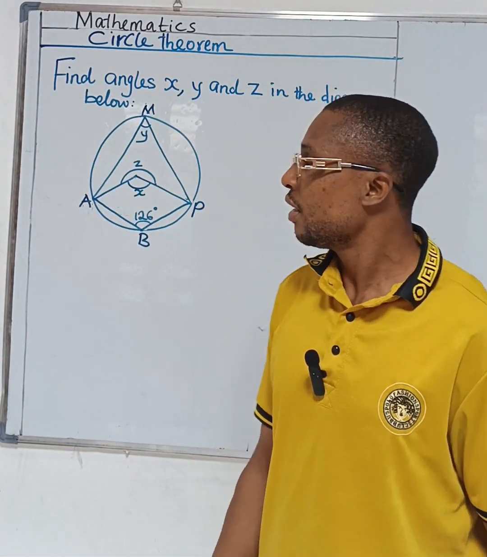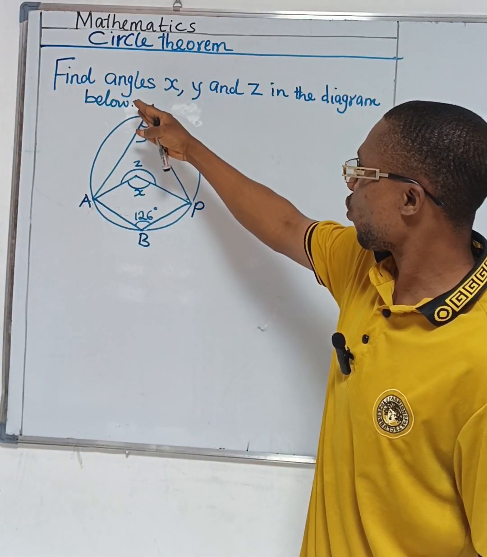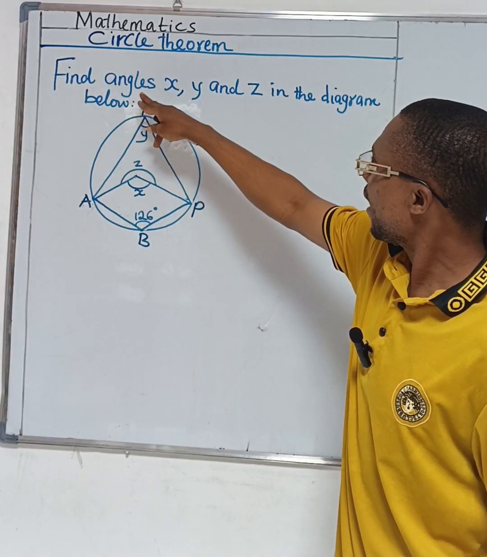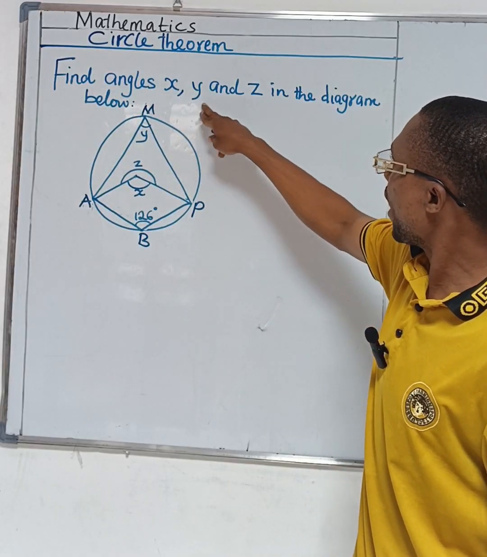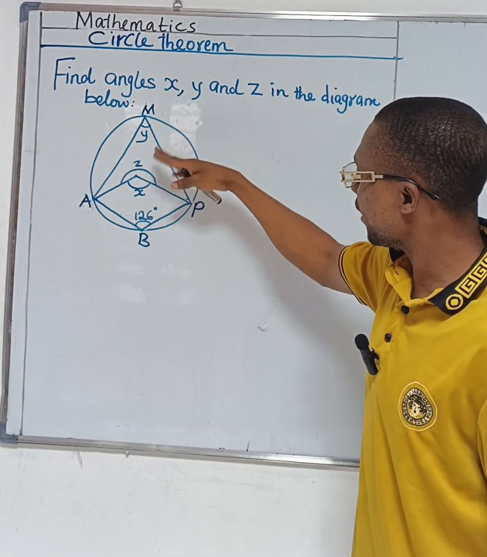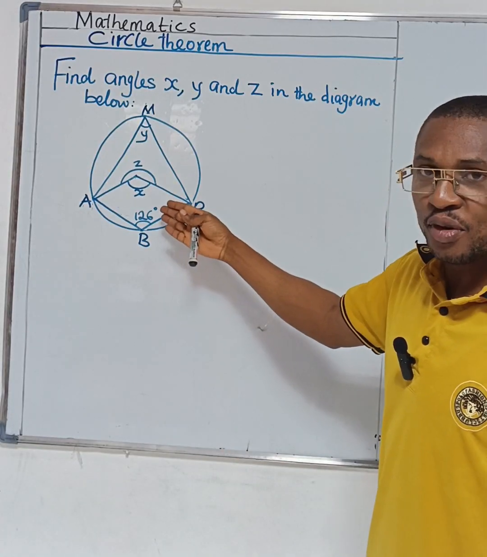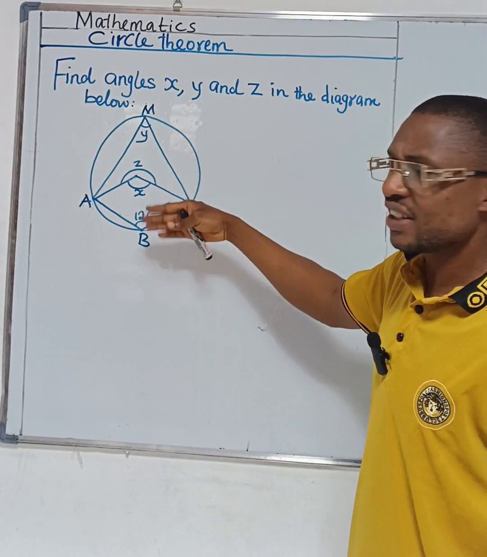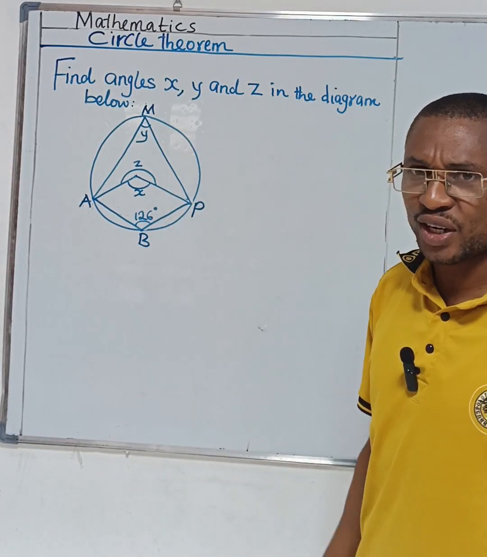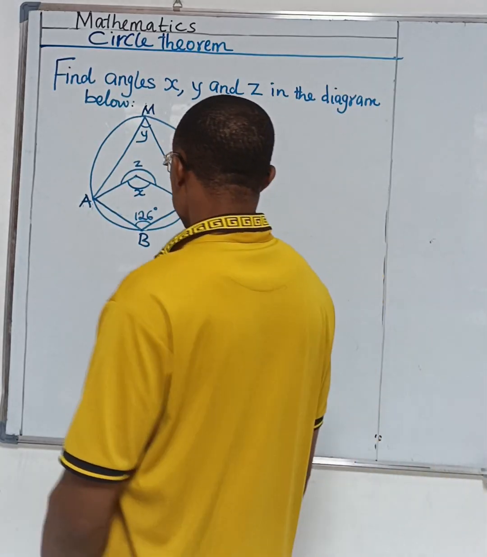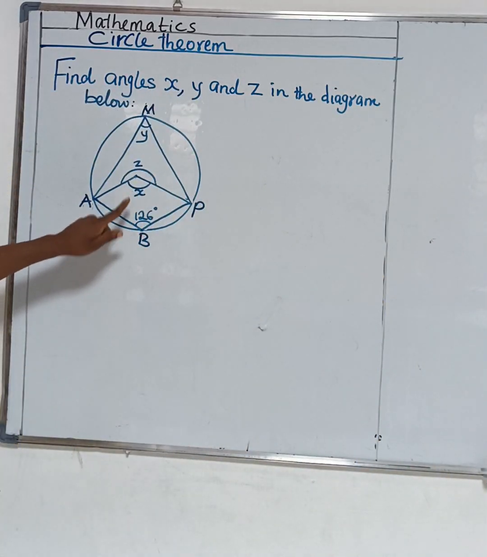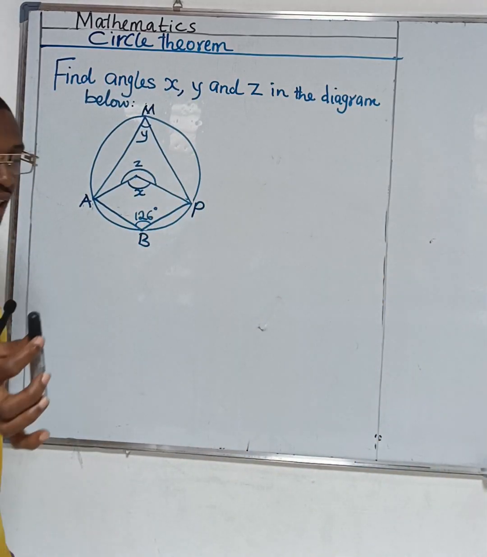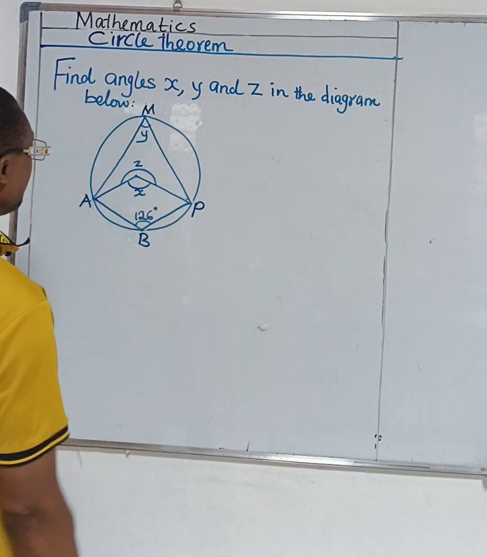Hi everyone. Let's quickly look at this circle theorem question. Find angles x, y, and z in the diagram below. Look at the diagram here. Now, this is an easy question because it doesn't need much calculation. Let's do it. But before we solve this, let's consider some theorems in a circle.